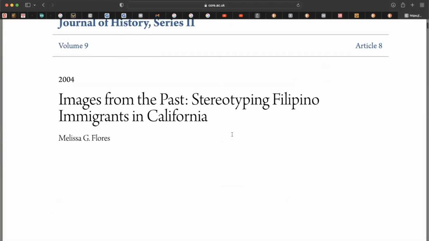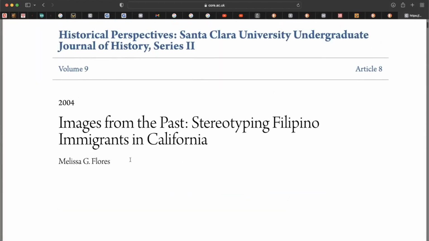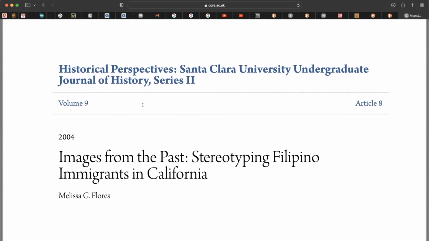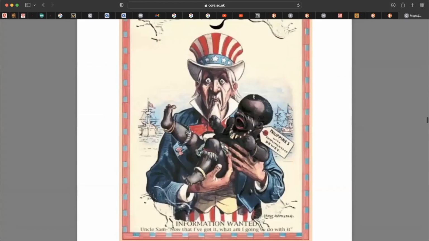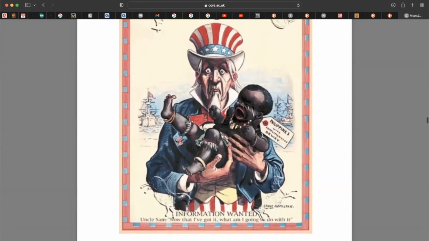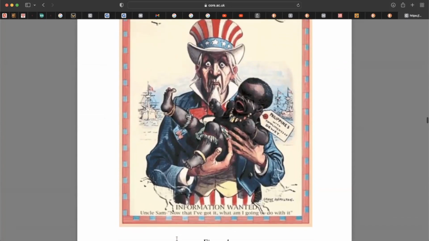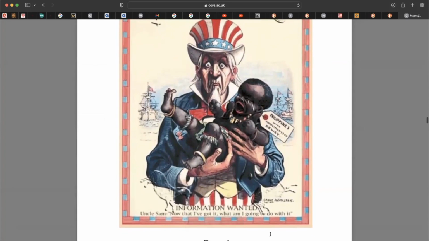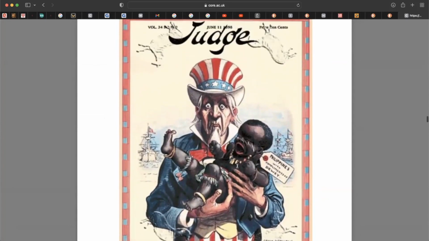And it says here, images from the past, stereotyping Filipino immigrants in California. All right, from the Santa Clara University. And look at the image they got here. All right, Uncle Sam holding a Filipino baby, right? A Filipino baby. Information wanted. It says, Uncle Sam, now that I've got it, what am I going to do with it? You see, they don't know. They brought them all over here. They brought who? The so-called Filipinos, so-called Negritos, so-called Chinos. We're gonna read.